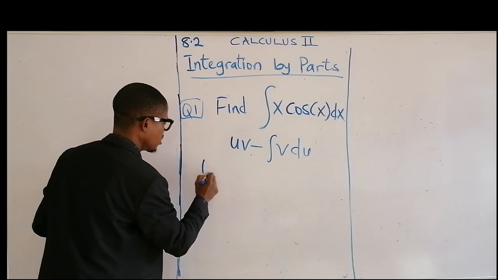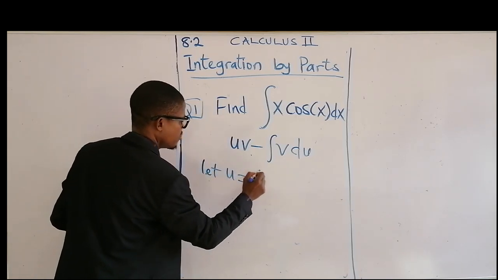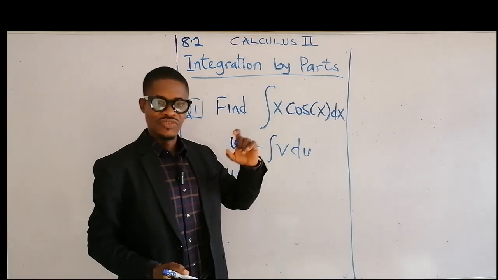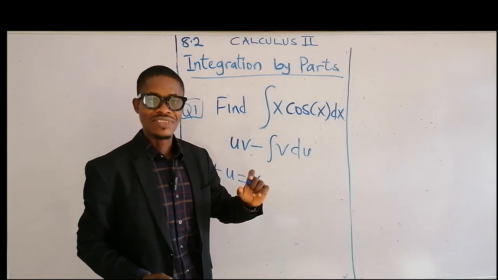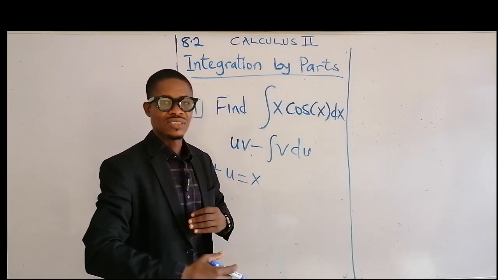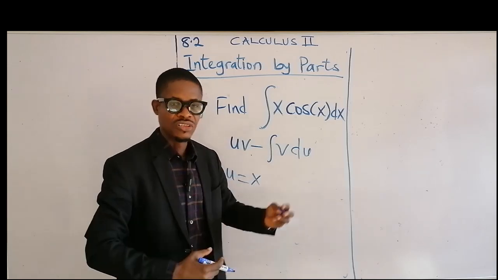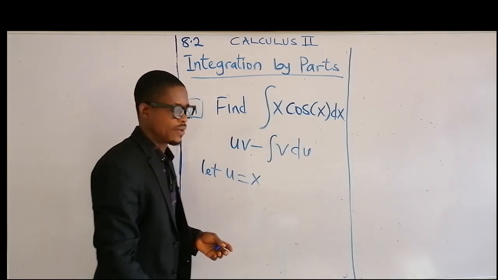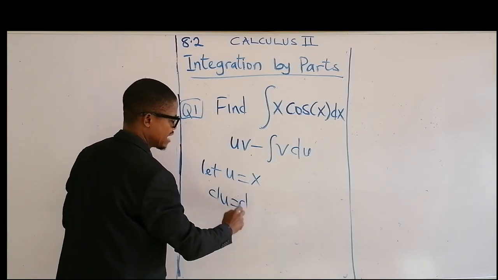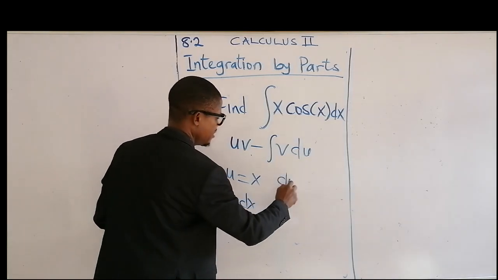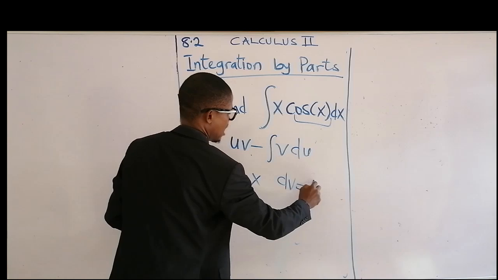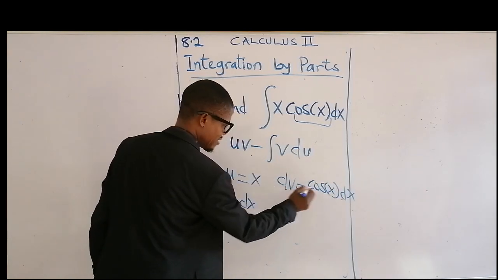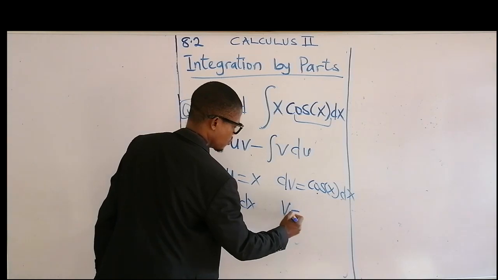Let u be equal to x. Why? Because your u must be differentiable, that's the first thing, and at the same time, in the process of differentiation, it must become simpler. And this becomes simpler. So u is equal to x, du is equal to dx. And then my dv is equal to cos x dx. Integrate both sides, so v is equal to sin x.